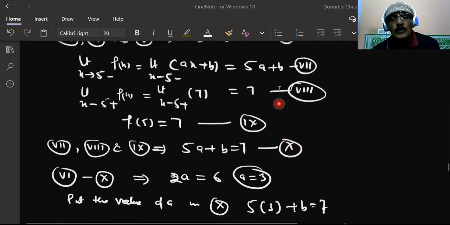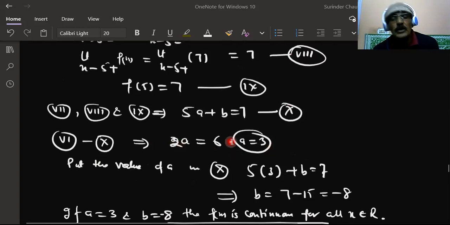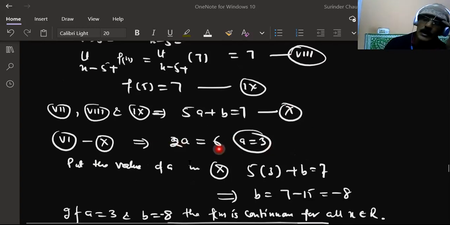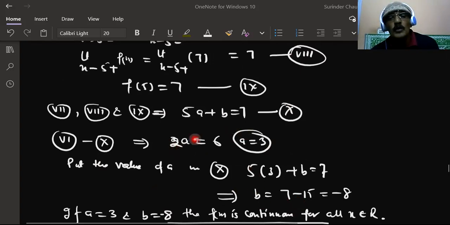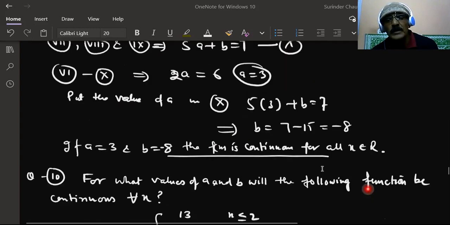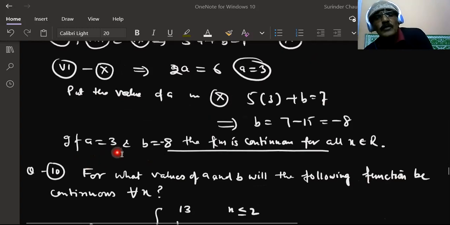We got two equations, which become simultaneous equations in a and b. We can solve them for the values of a and b. Subtracting, a comes out to be 3, and substituting the value 3 in either of the two equations, we get b is equal to minus 8. So a is equal to 3 and b is equal to minus 8.